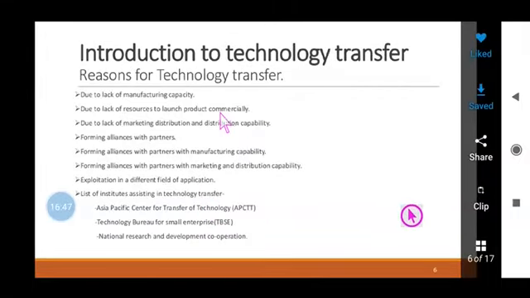So here let us see what are the reasons for technology transfer. Earlier we have discussed several such reasons, but now let us review the list of all the reasons which are there for technology transfer.